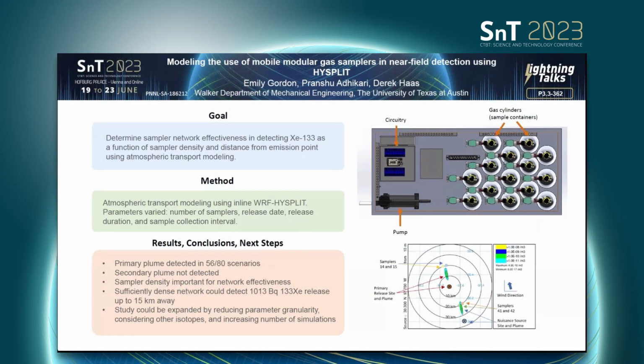Hello, my name is Emily Gordon. I'm from the University of Texas at Austin. As you just heard from my colleague Kaloni, a team at UT has developed a system of air samplers that can be used in an OSI context. We also conducted a modeling study, looking at the effectiveness of sampler network density in detecting xenon-133. We used the ATM tool in FLEXPART-WRF/HYSPLIT to do this study, and we looked at the number of samplers, release date, release duration, and sample collection interval. If you want to hear about the results of this study, please come by my poster later today. Thank you.